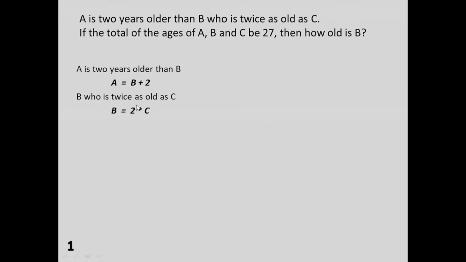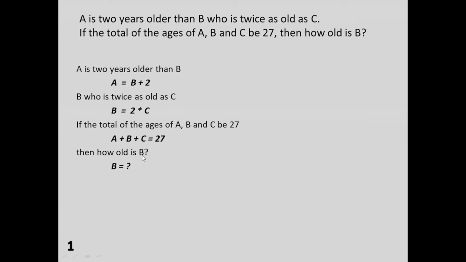So B is equal to twice, 2 times, C, as old as nothing but multiplication. The next part of the question is, if the total ages of A, B and C be 27, total of the ages, that means we have to add the ages of A, B and C. So that means A plus B plus C is equal to 27. Then how old is B? They are asking for B.